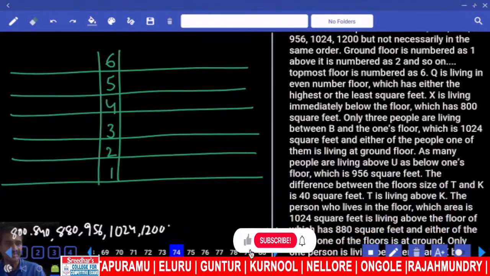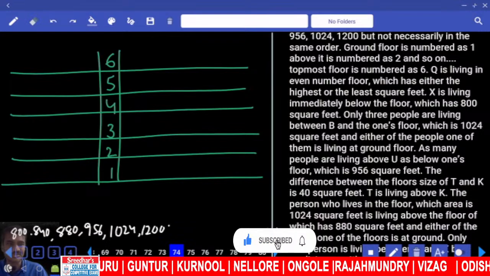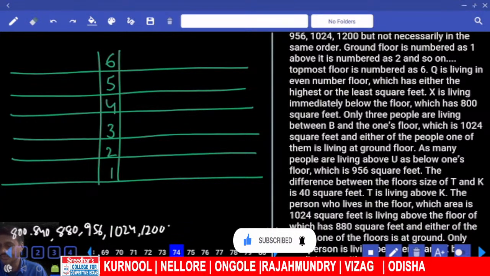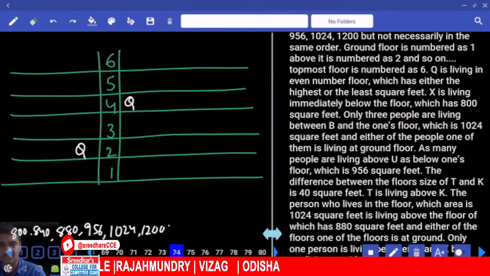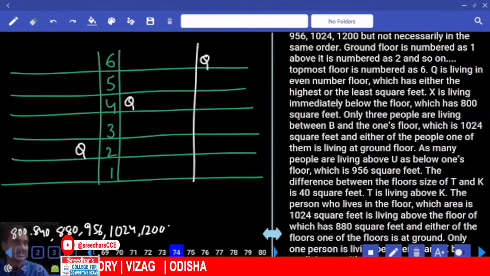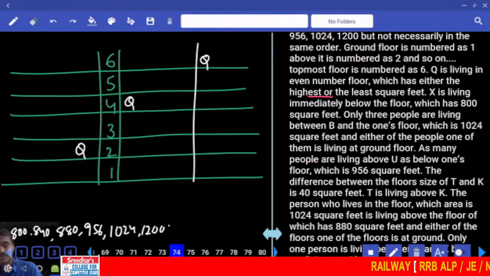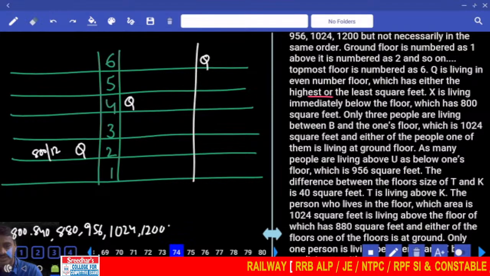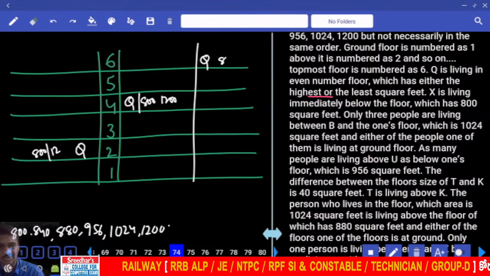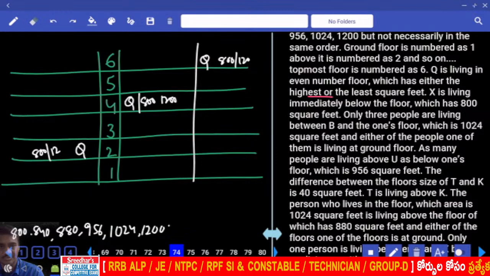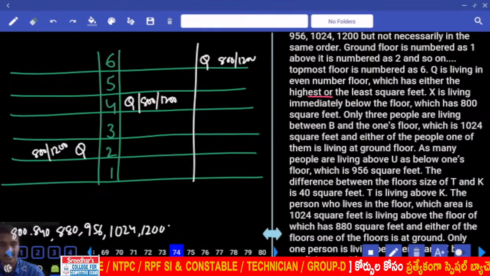Q is living on an even number floor which has either the highest or the lowest square feet. Now where is this Q? Q is living on an even number floor. Even number floor can be second floor, fourth floor or sixth floor. How many possibilities do we have? 3. And Q, living on an even number floor, has either the highest or the lowest area. Now Q can be either 800 or 1200.